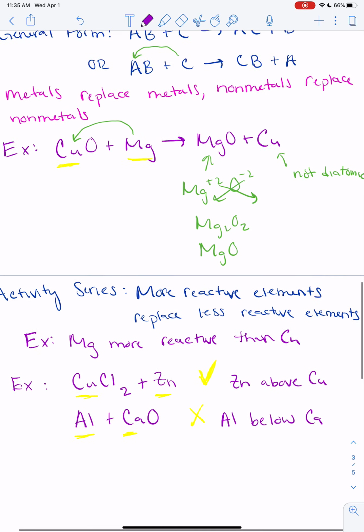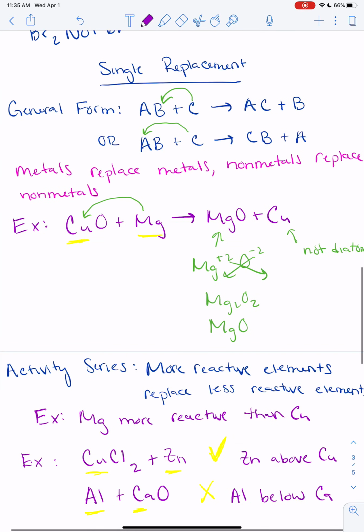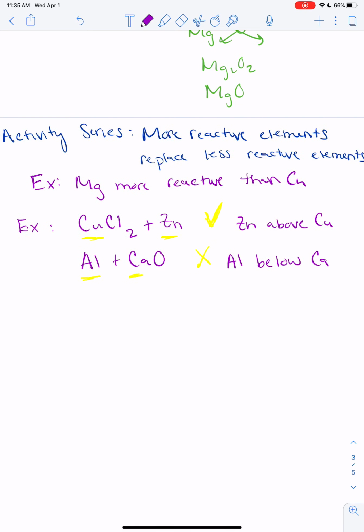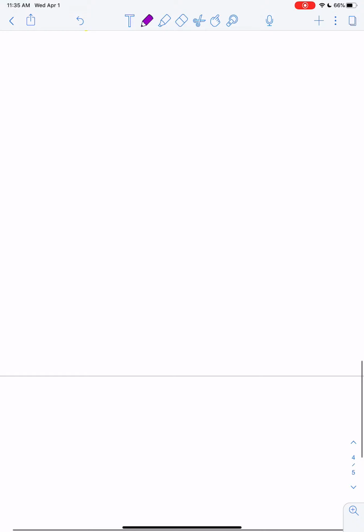Okay? So this is everything we need to know about single replacement reactions. The general form, the way they switch, whether they're diatomic or not, writing those equations out like we have before when we were in school together, and then figuring out, using our activity series, whether or not a reaction will actually occur. So now our last type of reaction is our double replacement reaction.